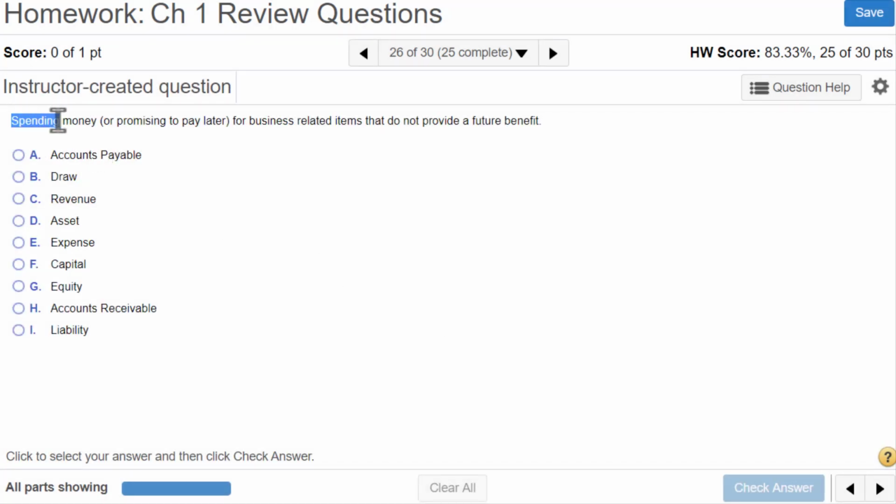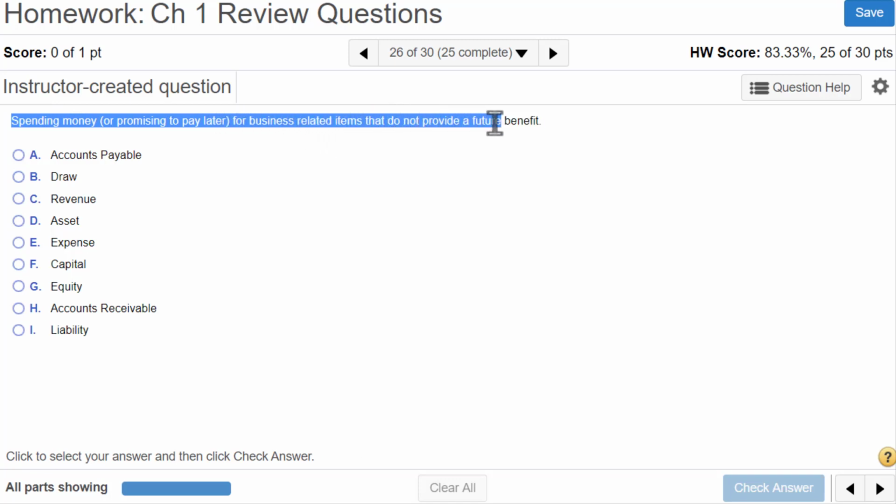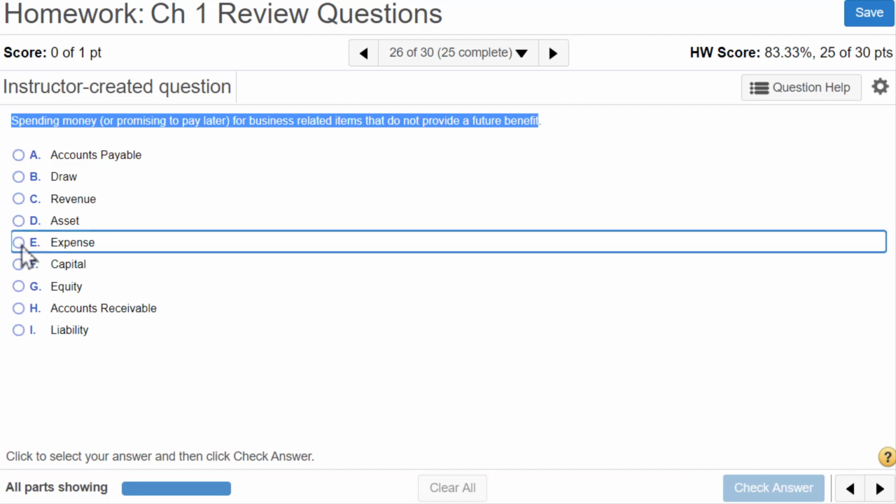Now, what do you call spending money or promising to pay later for business-related items that do not provide a future benefit? So this is like you get a phone bill for your telephone for the business. Well, that's an expense. Remember, the difference between an expense and an asset is an asset has a future value. An expense, like your phone bill, is you paying for something that's already used up.